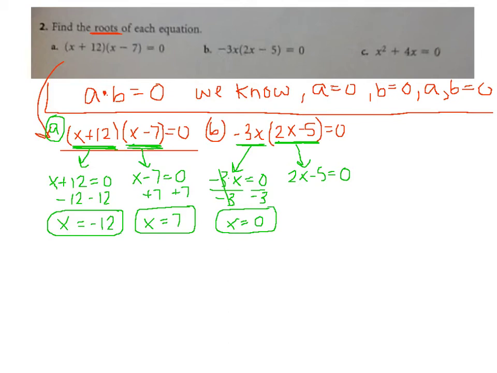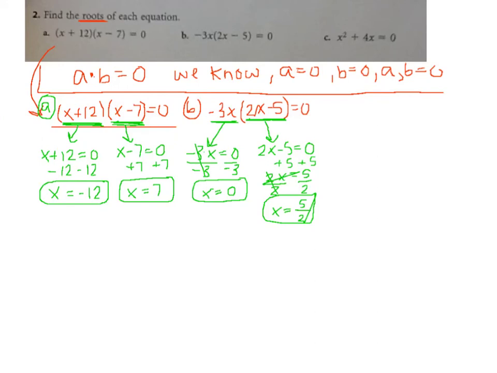And then for the second part, we add 5 to both sides first. We're left with 2x equals 5. And then to get rid of the 2, you need to divide both sides by 2. So we're left with x equals 5/2, and that's another root for problem B.